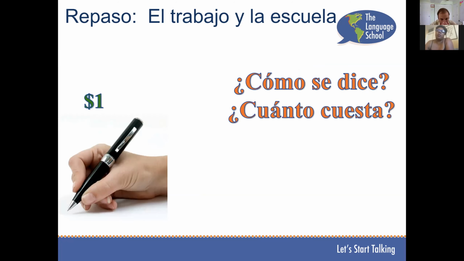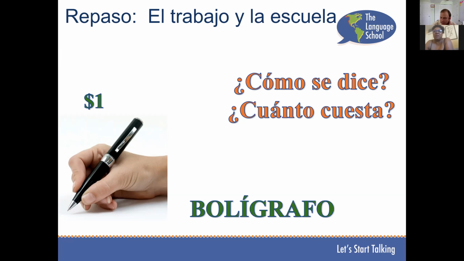¿Cómo se dice? That's a pen, right? Yeah. I actually don't think I know that one. El bolígrafo. Bolígrafo. Oh, bolígrafo. Just kidding, I didn't know that one. ¿Cuánto cuesta? $1.